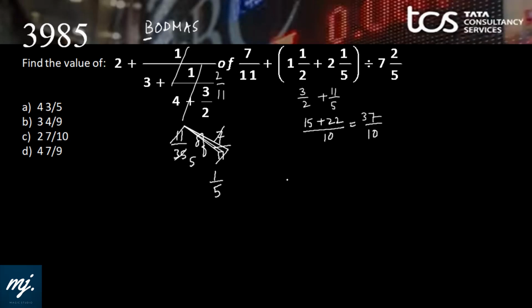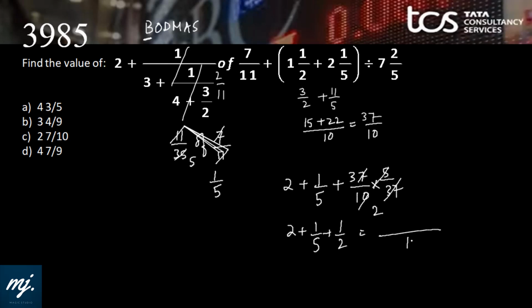So now the entire expression is 2 plus 1 by 5 plus 37 by 10, divided by 35 plus 2, which is 37 by 5. That would be multiplied by 5 by 37. Cancel out, and we are left with 2 plus 1 by 5 plus 1 by 2. LCM 10: 20 plus 5 plus 2 is 27 by 10, or 2 7 by 10. And yes, that we have in option C.